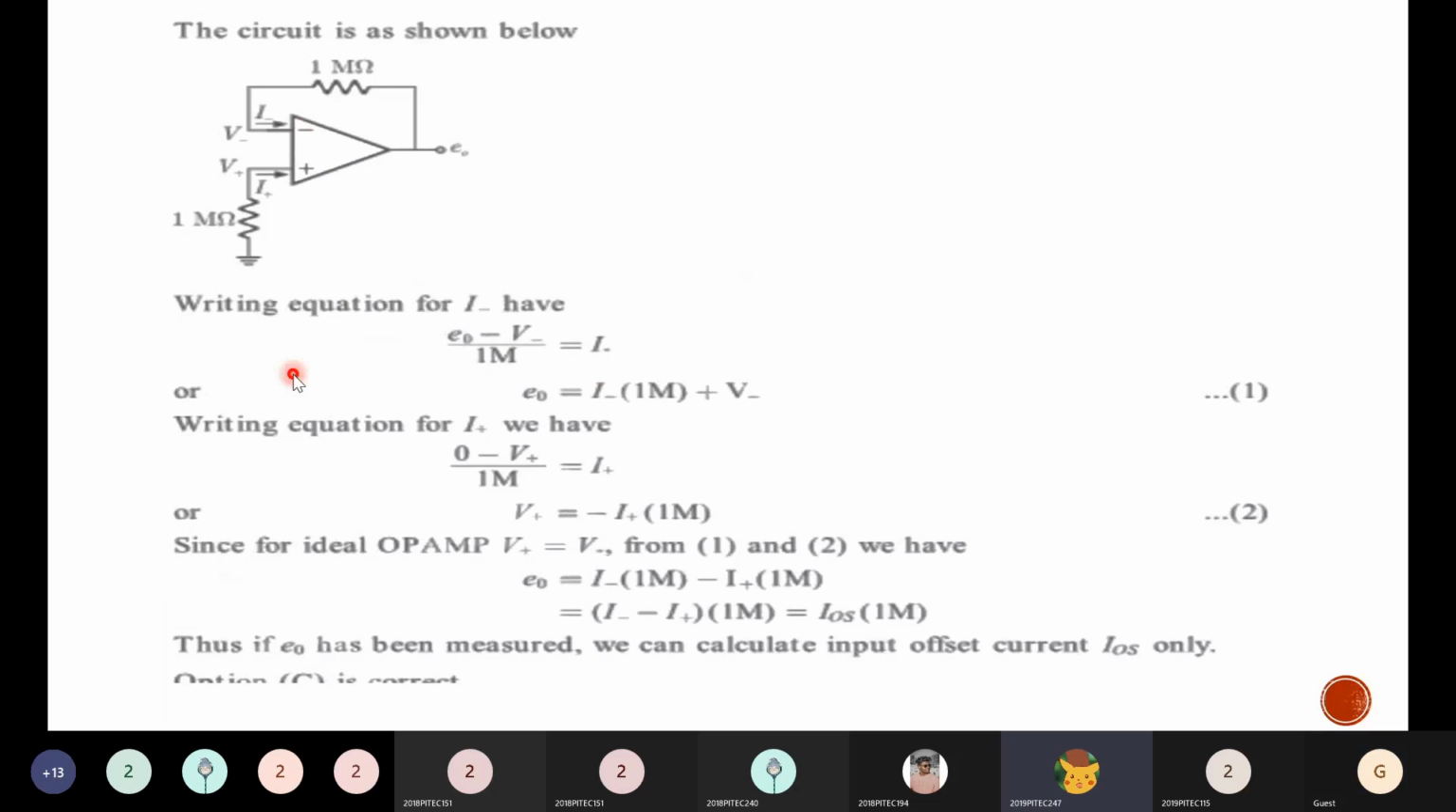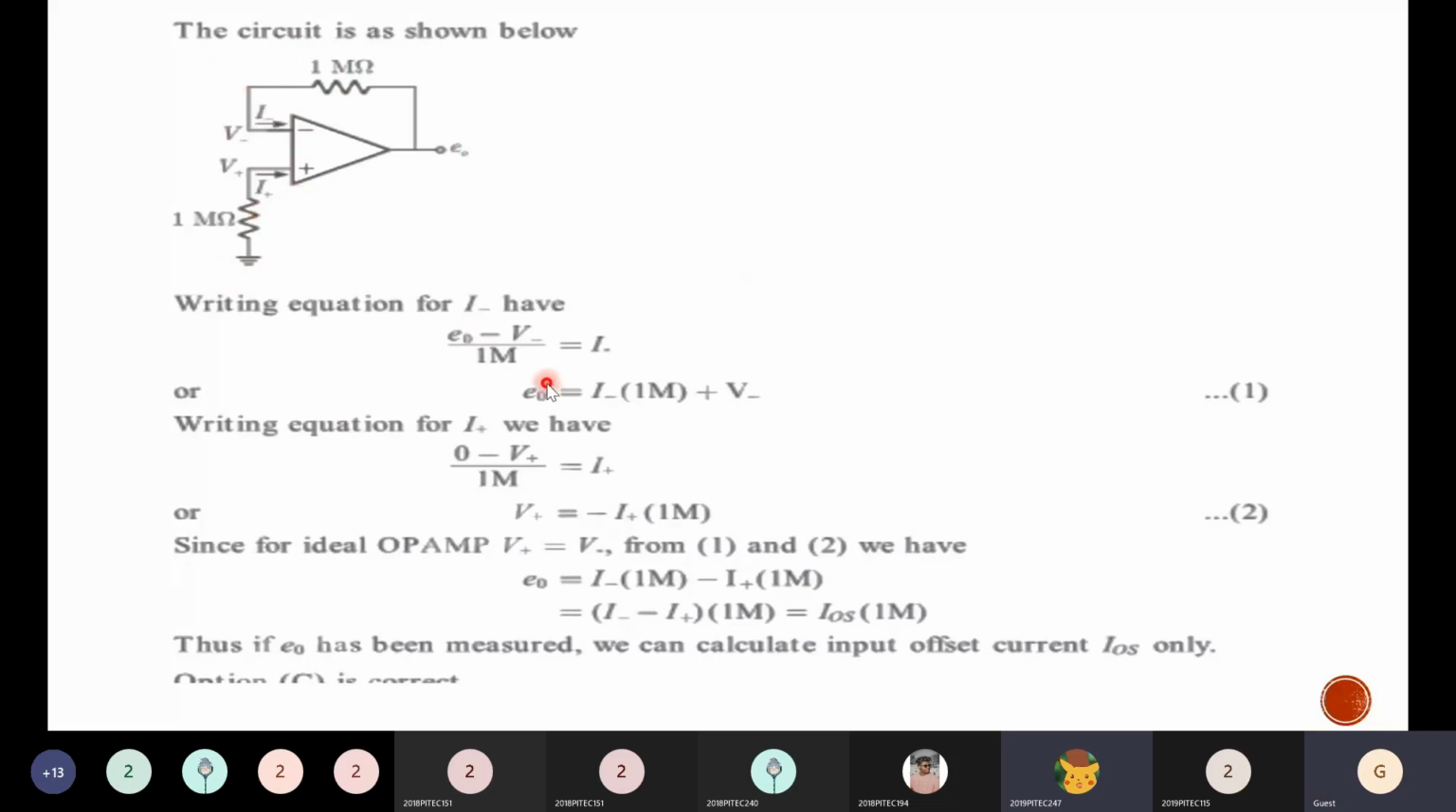We have taken the current I minus, which is flowing in the inverting terminal, that is the inverting bias current. That will be equal to the voltage across both ends divided by the resistor. So E naught here and V minus here: E naught minus V minus divided by 1 mega ohm. Similarly, this will be 0 minus V plus divided by 1 mega ohm. This is I minus, and this is I plus. From this, you identify V minus. From this, you identify V plus.